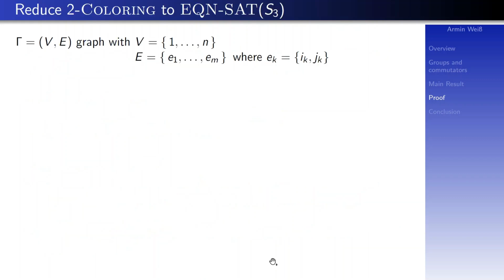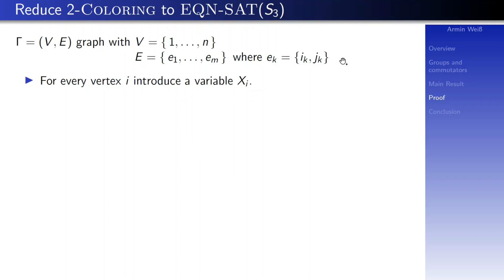Okay, now as a first step, we won't do the actual reduction, but we do a much simpler reduction. So we reduce the 2-coloring problem to equation SAT of S3. Of course, 2-coloring is actually in polynomial time, and also equation SAT of S3 is in polynomial time. So this reduction doesn't show anything, but it gives an idea of how the actual reduction works. Okay, so we start with a graph gamma over vertices 1 to n, and we have some edges, which are 2-element subsets of the vertices.